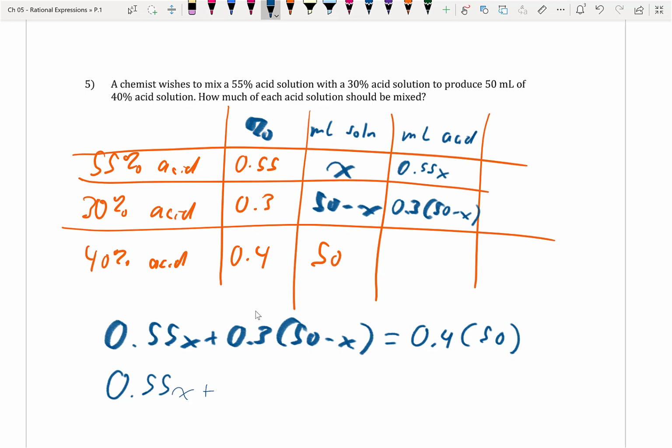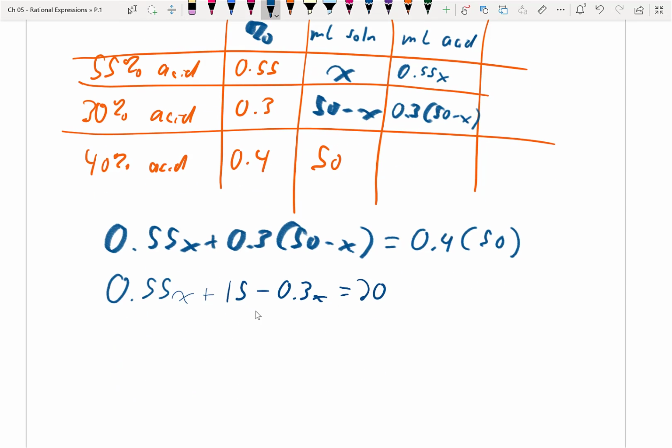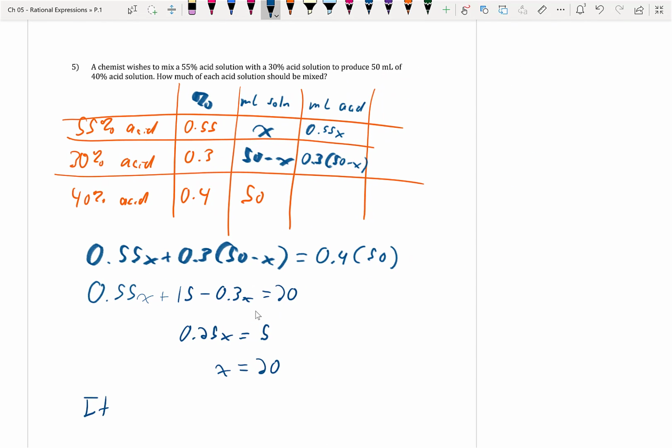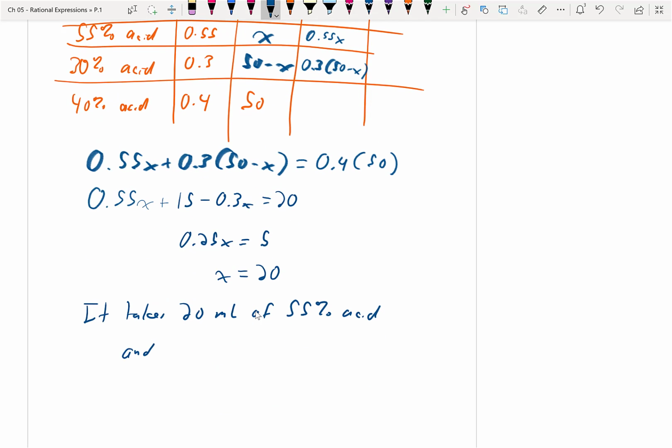Let's finish this. 0.3 times 50 is 15. Minus 0.3x equals 0.4 times 50 is what? 20? So you get 0.25x equals 5. Multiply both sides by 4. X is equal to 20. So just to be complete, it takes 20 milliliters of 55% acid and 30 milliliters of 30% acid.